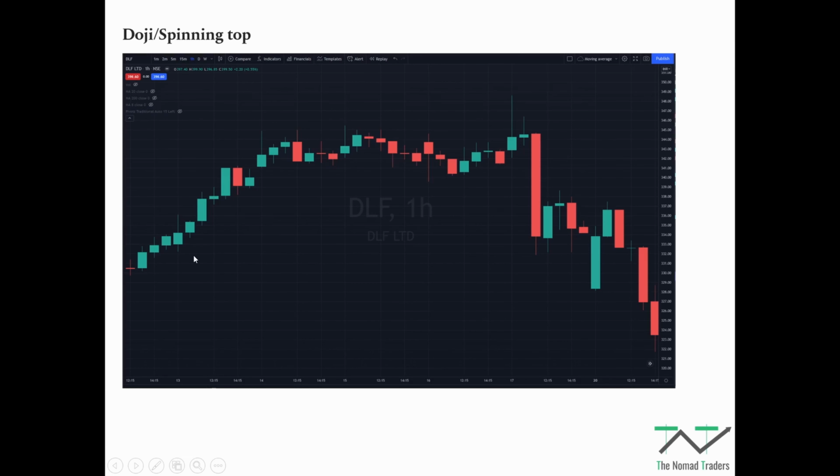In this particular example, you see the price rallying from here till here. At this point, the market is totally confused about which direction to go, and this is evident by the fact that there are multiple dojis forming over here. At this particular point, the market decides the direction and takes the price downwards.